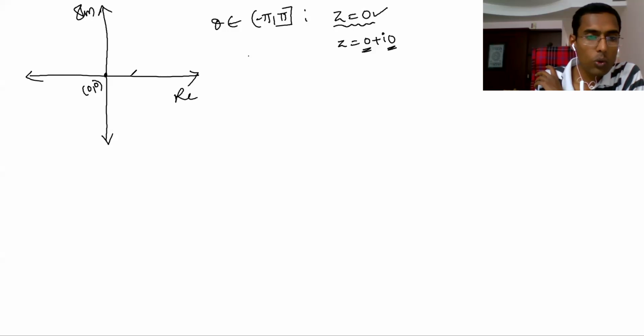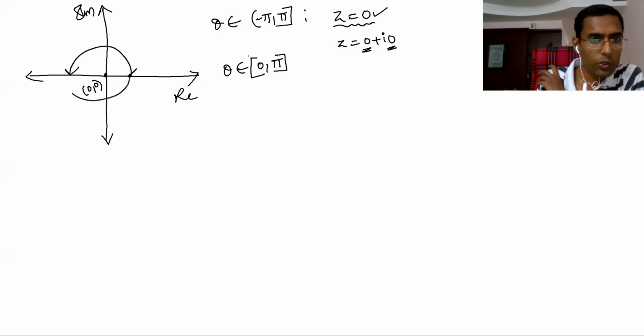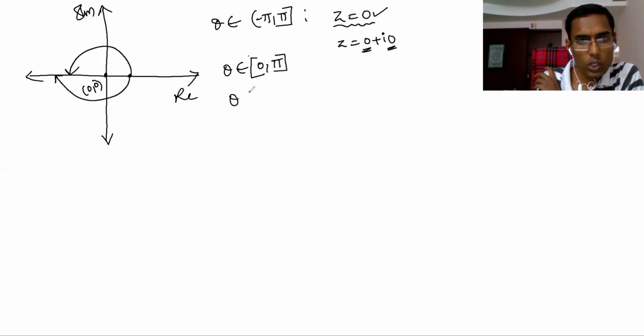What I'm saying is, if you take theta from here to here, 0 to pi, that is the first and second quadrant, 0 to closed pi. Then from the backside, if you take negative, you take 0 to minus pi. You should not write it like this, but I'm writing it like this on purpose. You have to write minus pi to closed 0.